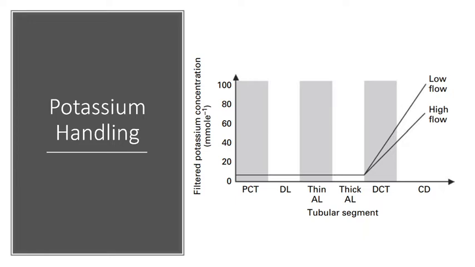In general terms, a high urine flow will mean a larger amount of potassium being excreted, although the concentration might be lower. As you can see here, the amount of potassium leaving will be higher.